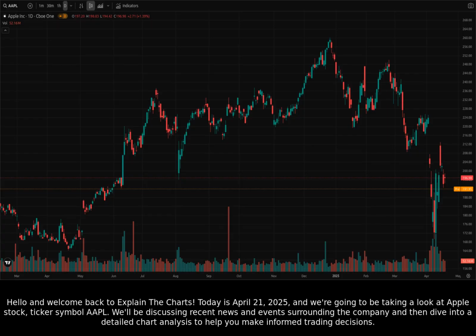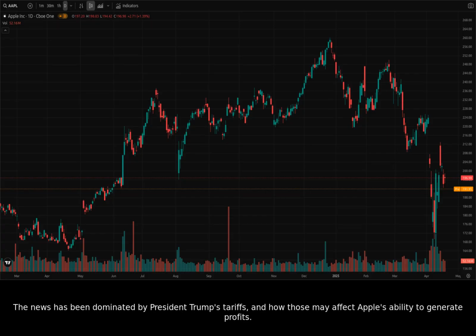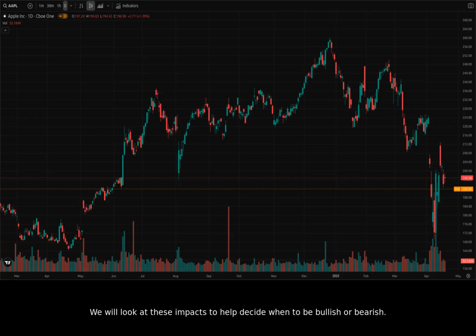Today is April 21st, 2025, and we're going to be taking a look at Apple stock, ticker symbol AAPL. We'll be discussing recent news and events surrounding the company and then dive into a detailed chart analysis to help you make informed trading decisions. The news has been dominated by President Trump's tariffs and how those may affect Apple's ability to generate profits. We will look at these impacts to help decide when to be bullish or bearish.